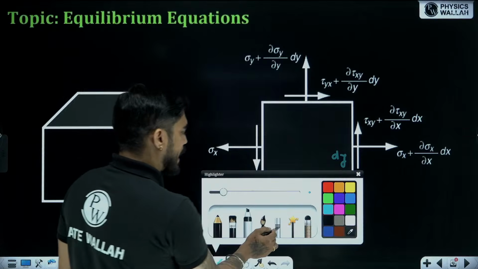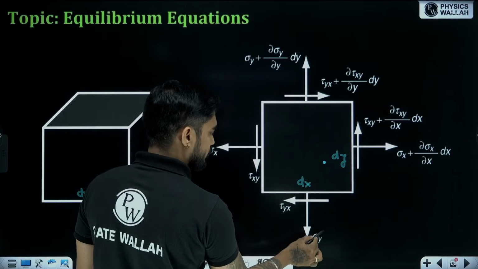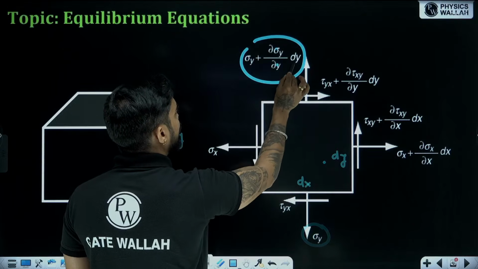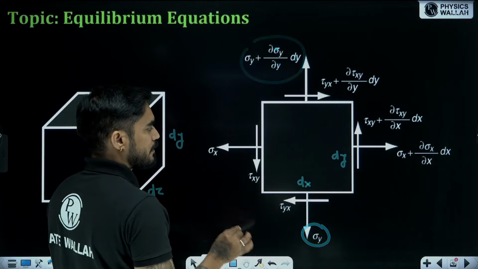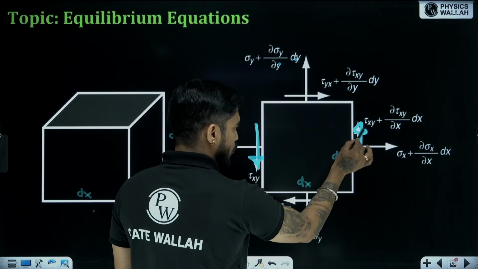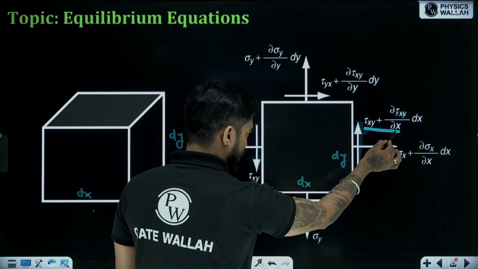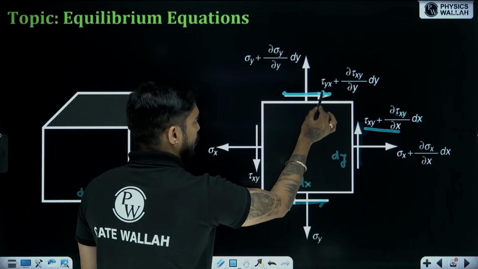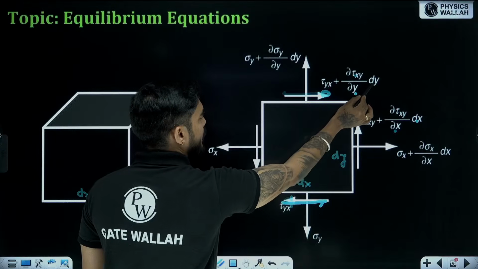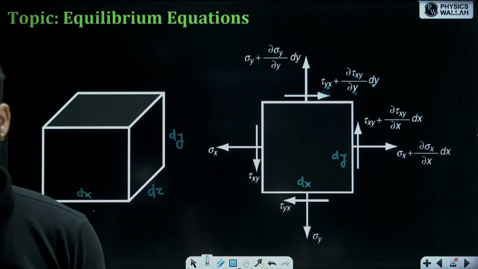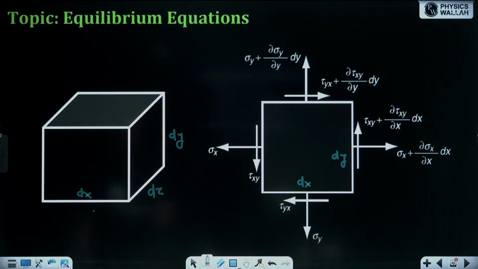So you can see that if this is sigma y, this is sigma y plus dou sigma y by dou y dy. Similarly, if this is tau xy, this is tau xy plus dou tau xy by dou x dx, and if this is tau yx, this is tau yx plus dou tau yx by dou y dy. Okay, now let's apply equilibrium equation.